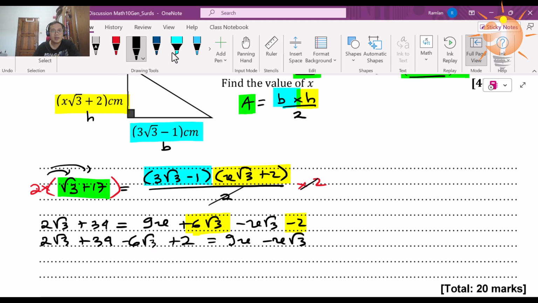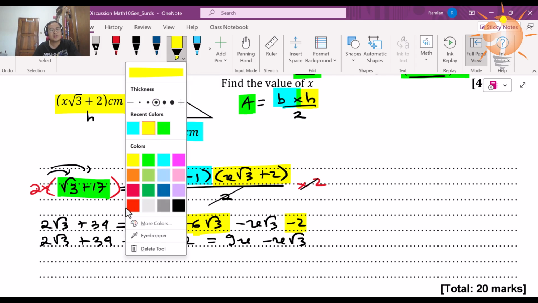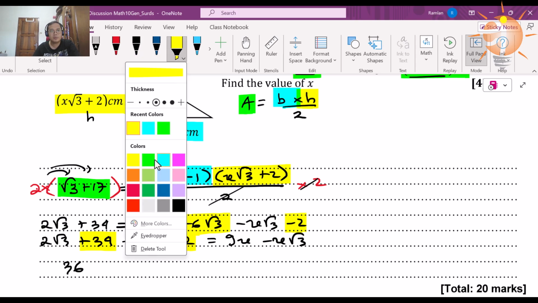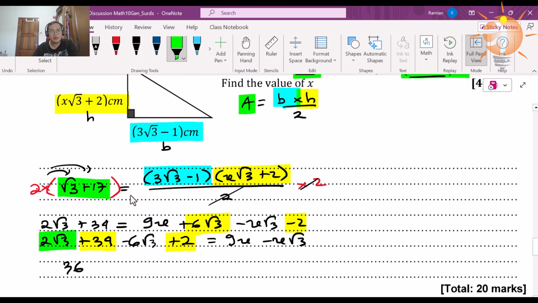And then if you see that, you can actually just rearrange that. I'm going to just add the rational numbers first, which are these and this. That'll be 36. I'm going to put that 36. And then if you add the other ones, the ones that have the square root of 3, this guy and this guy, there'll be minus 4 square root of 3. Minus 4 square root of 3. And then that will be equals to 9x minus x square root of 3.